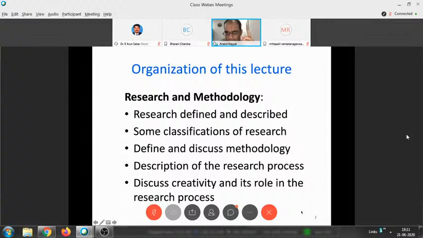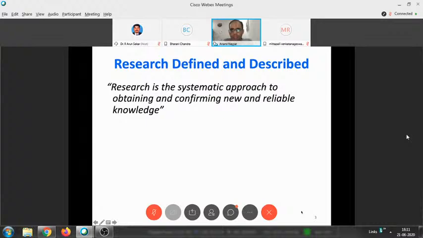Define and discuss the methodology, and I'm going to give you the research process, what to do exactly. And we will discuss creativity and its role in the research process. So what is research, everybody? Basically, we all say it's an approach, but I say it's not an approach, it's the art of doing creativity. So obtaining and confirming new and reliable knowledge.